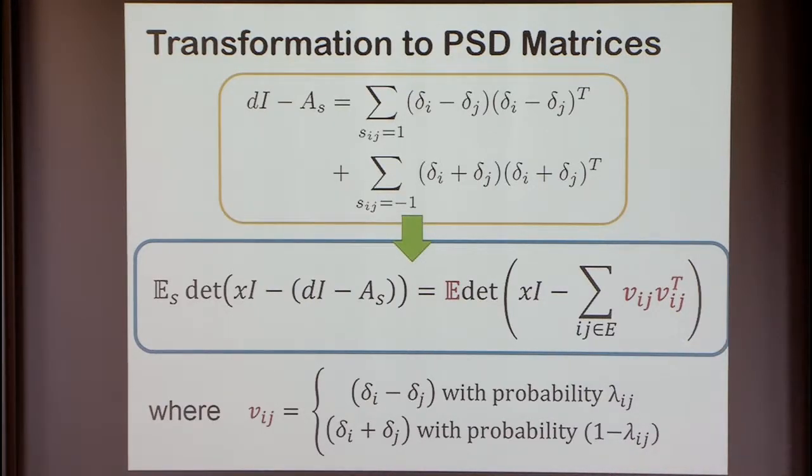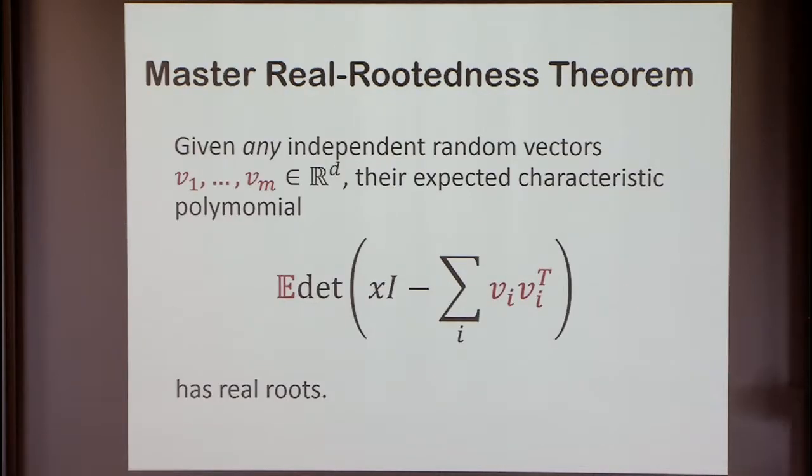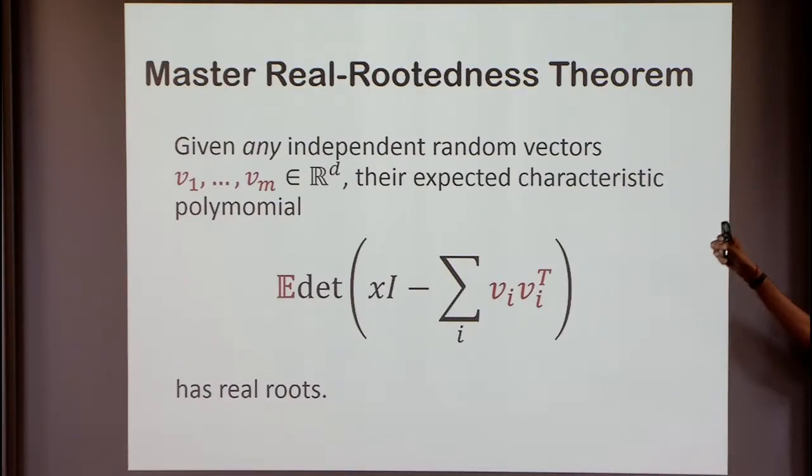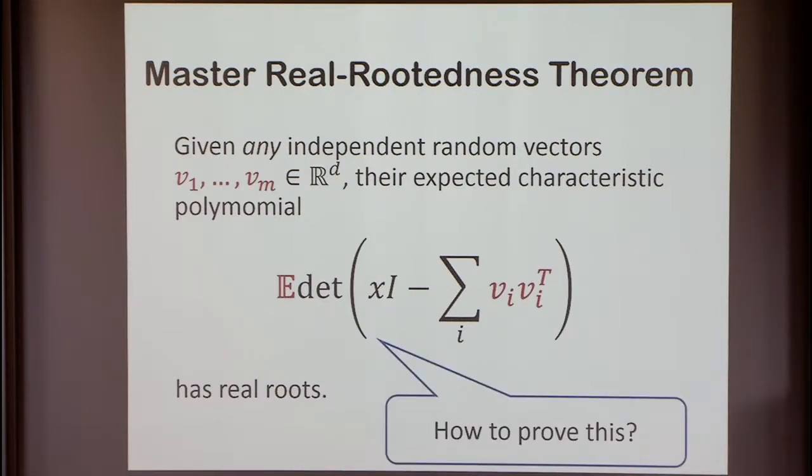And now we prove the master theorem, that all such polynomials have real roots. So this is a big generalization. Given any independent random vectors v1 through vn, which are in red, so the ones I'm interested in came from shifts of the signing, but now any random vectors, their expected characteristic polynomial has real roots. So this in particular implies what I want. And how would I prove this? It seems sort of general that this average could contain a lot of terms.